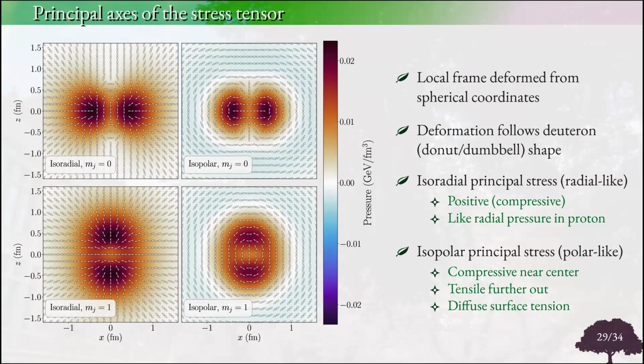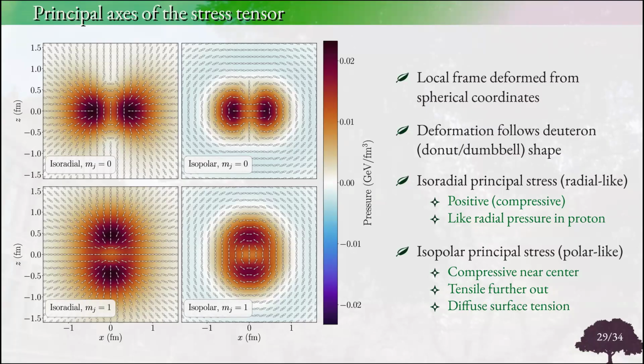They actually follow the shape of the deuteron. So a donut shape for MJ equals 1, a kind of dumbbell or two-hemisphere shape for MJ equals 2. And qualitatively, they follow the properties you would expect of a radial or tangential pressure. In the isoradial case, you have a strictly compressive pressure. Whereas in the isopolar case, you have something that's compressive, more where the mass of the deuteron is concentrated, but at very large distances, flips sign, becomes negative and is tensile.